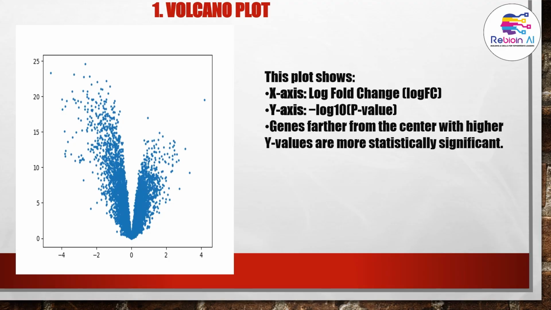This slide shows the volcano plot of differentially expressed genes identified from GSE10072. The x-axis represents log fold changes, which show whether genes are upregulated or downregulated. Genes on the right are upregulated while those on the left are downregulated. The y-axis represents the negative log10 of the p-value, which indicates the statistical significance of each gene. The higher a point appears on the graph, the more statistically significant the gene is.